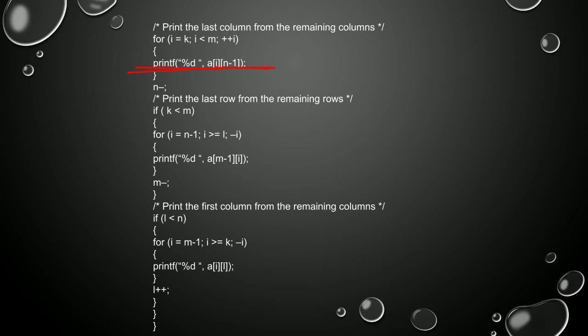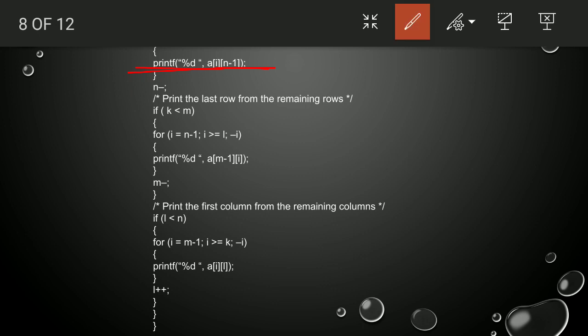So here this n minus minus, that is we are printing the last row from the remaining rows. So n is equal to 6 minus 1, that is the fifth row. We are printing while I is greater than or equal to L. So L is your first column, up to the first column, and I is decremented and we are printing this one. So this will print the last row from the last column to the first column, and then we decremented the value of M.